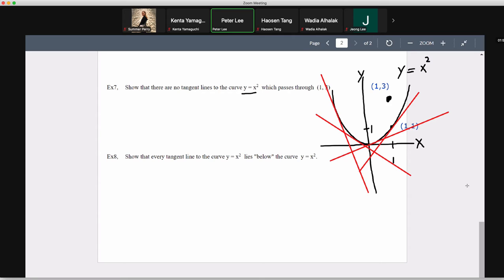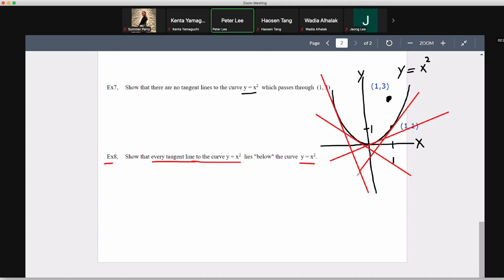And now example 8 is kind of related. So let's look at example 8. Show that every tangent line to the curve y equals x squared lies below the curve y equals x squared. Examples 7 and 8 are kind of related. Example 8 says: show that every tangent line to the curve y equals x squared lies below the curve y equals x squared.